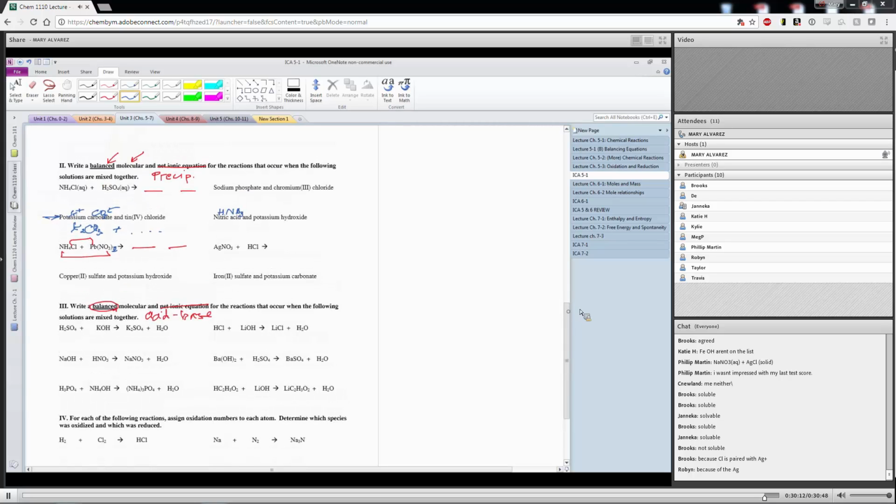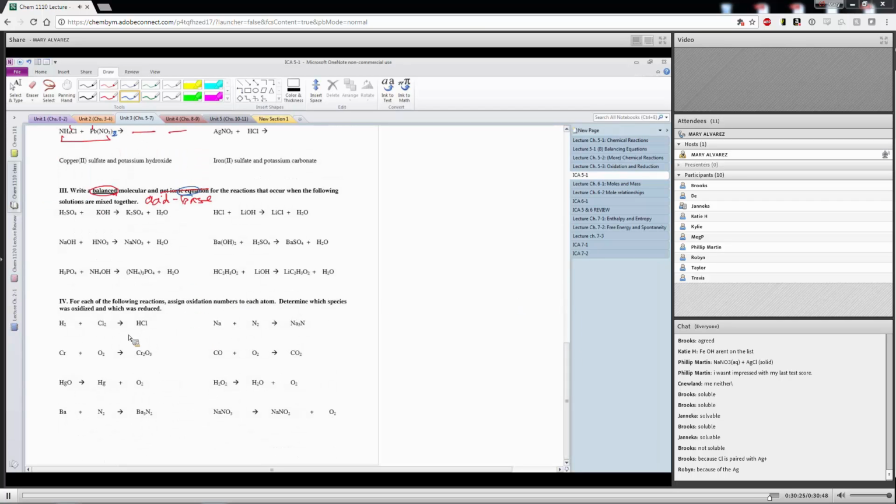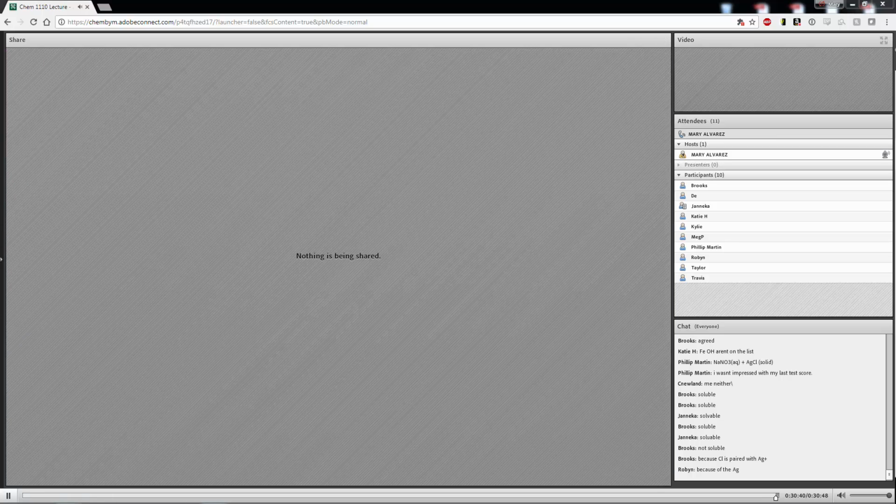But I do expect you guys will come to class on Wednesday with these done, just the balanced molecular equations, so that we can jump right into net ionic equations. And then we'll cover oxidation reduction, which is just the very last section, section 4, and we'll be done with chapter 5. That'll be it. Just in time for you guys to turn in the homework on Friday. So, any last minute questions before I let y'all go?